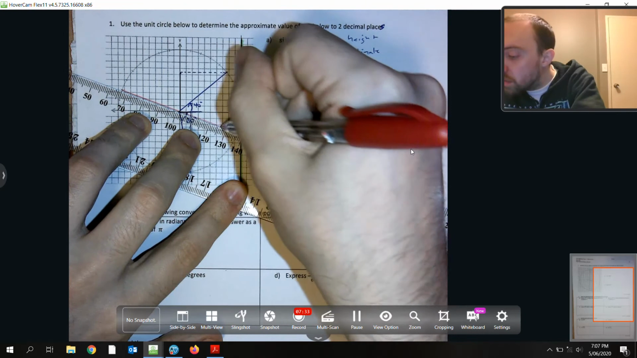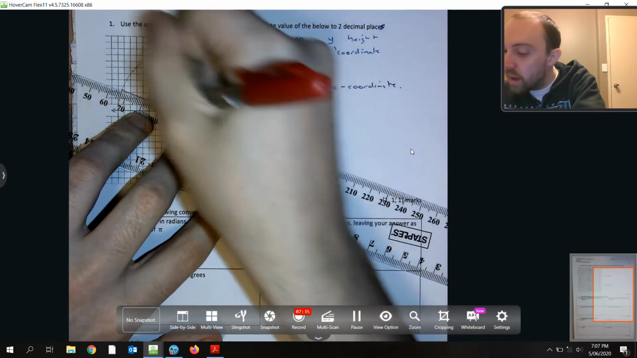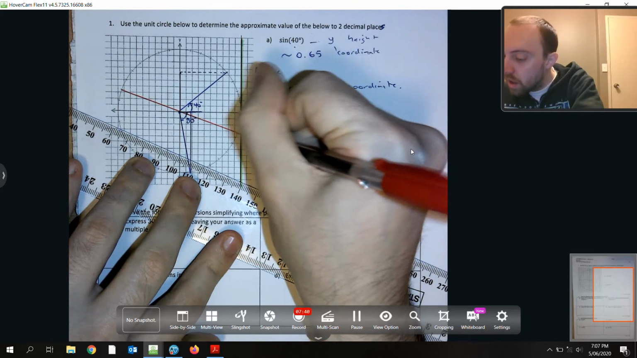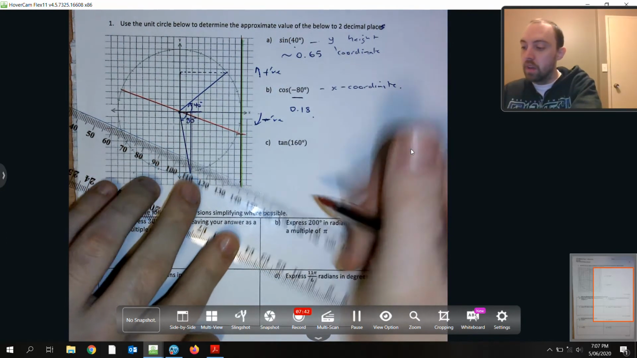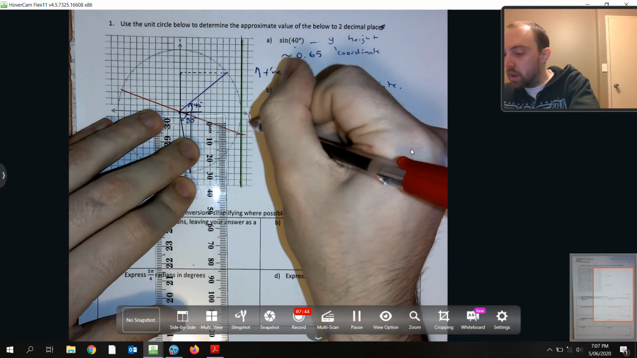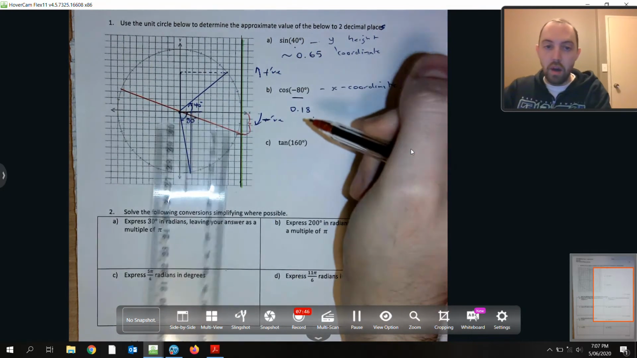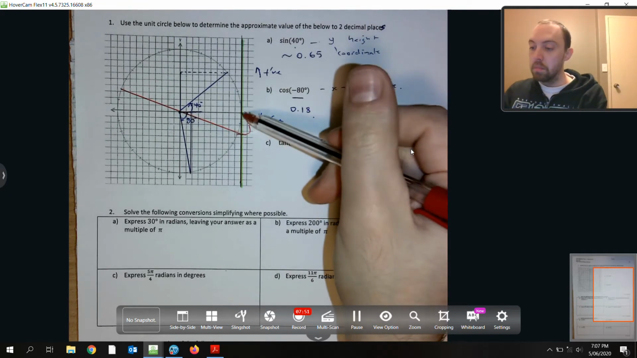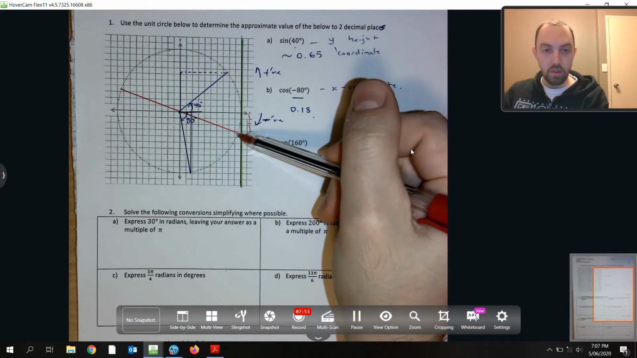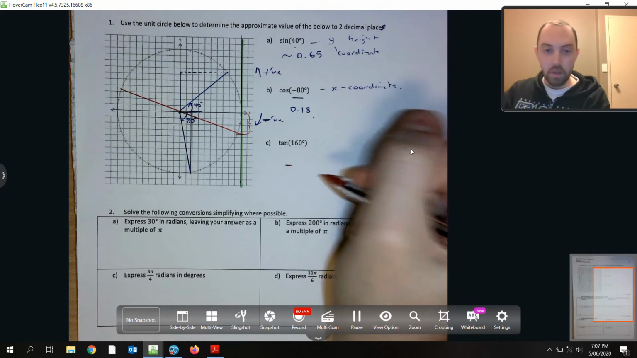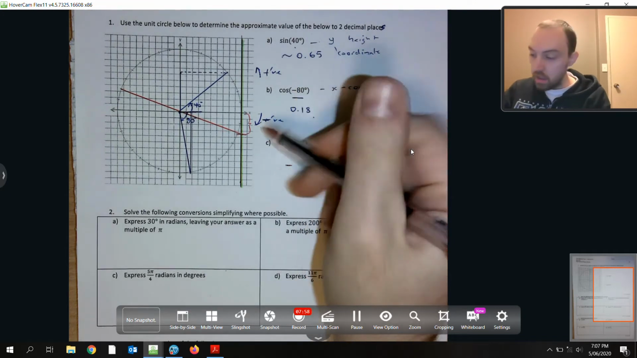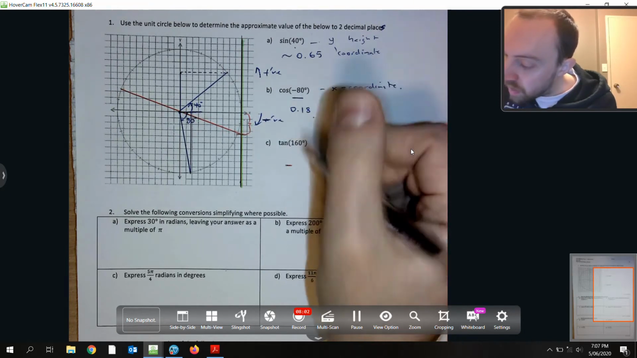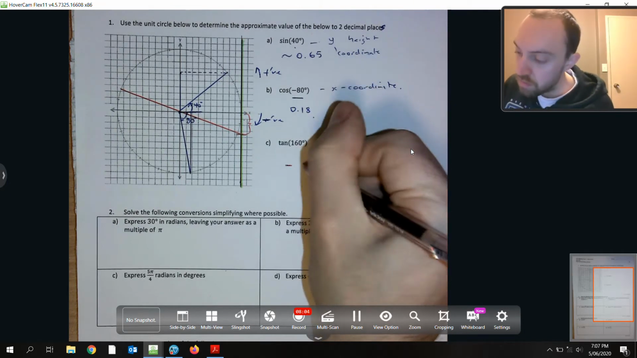And we're trying to see where this line extended out touches that tangent. Okay, so what is that part? Okay, it is below the x-axis, so it's negative. Alright, and it's about 0.1, 0.2, 0.3, 0.35.